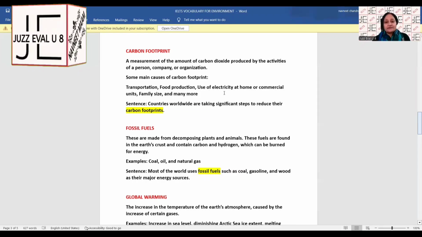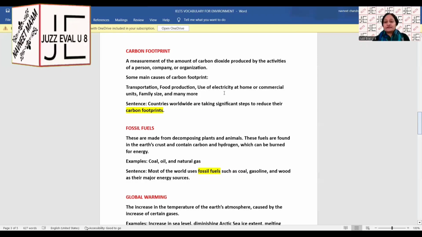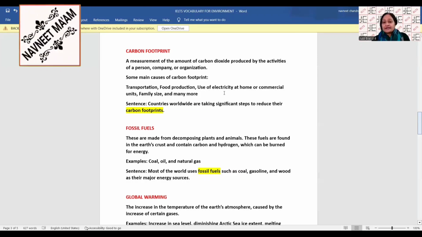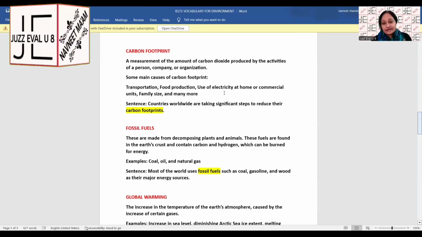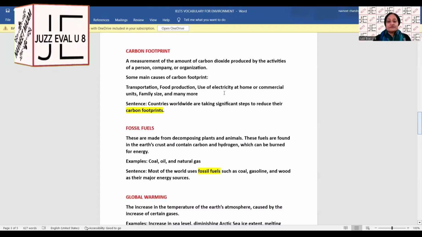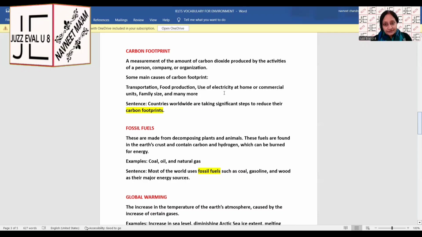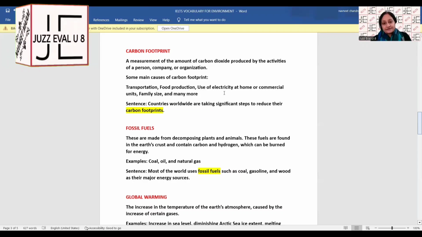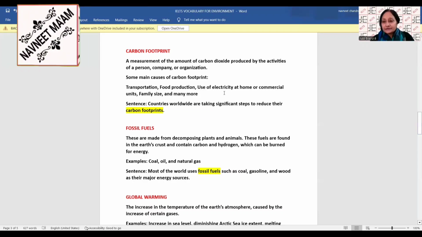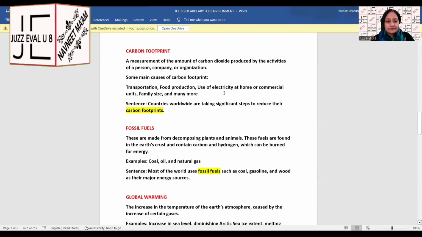Now, the sentence is: most of the world uses fossil fuels such as coal, gas, and wood as their major energy sources. But these will soon get depleted, so it is better to start using renewable sources. Okay, next we go to global warming.